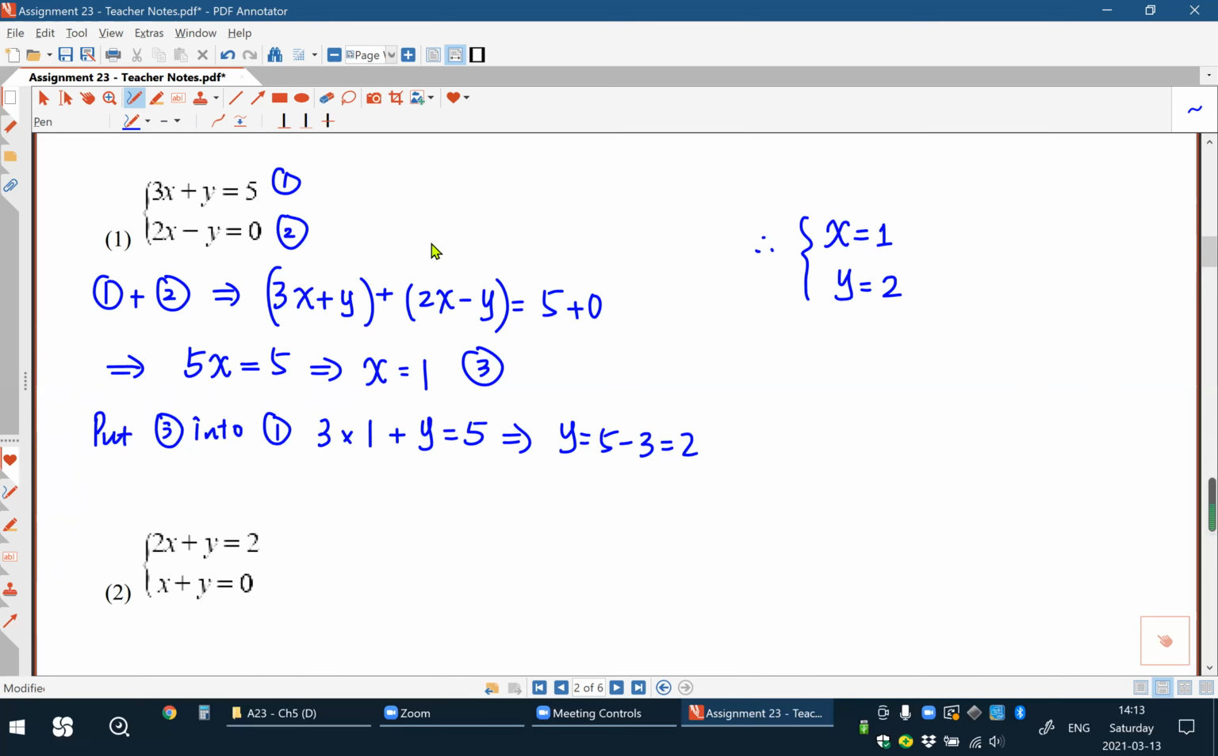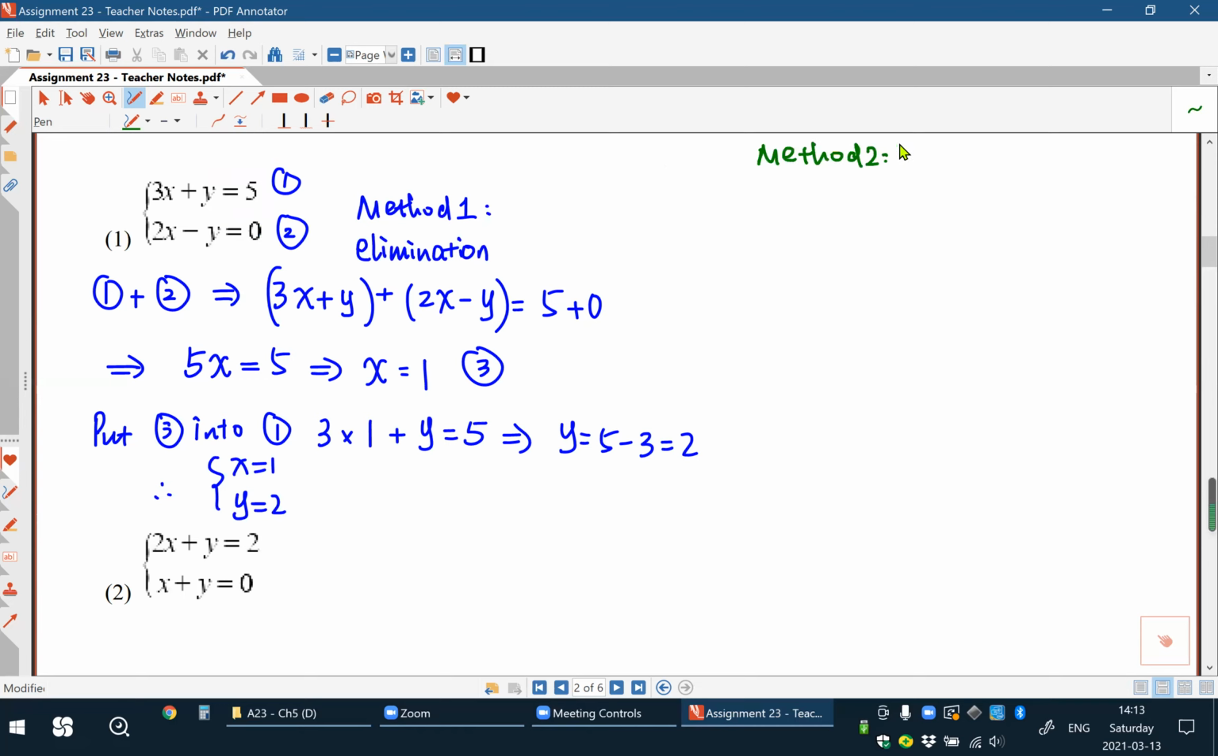Okay, and again, also you can use substitution method, right? Let me write here. Okay, so this is called elimination method. And if we use substitution method, we can do it like this. From number 2, we can solve y in terms of x, right? y is 2x. Okay, suppose we denote this with number a. Then we can put equation a into equation 1.